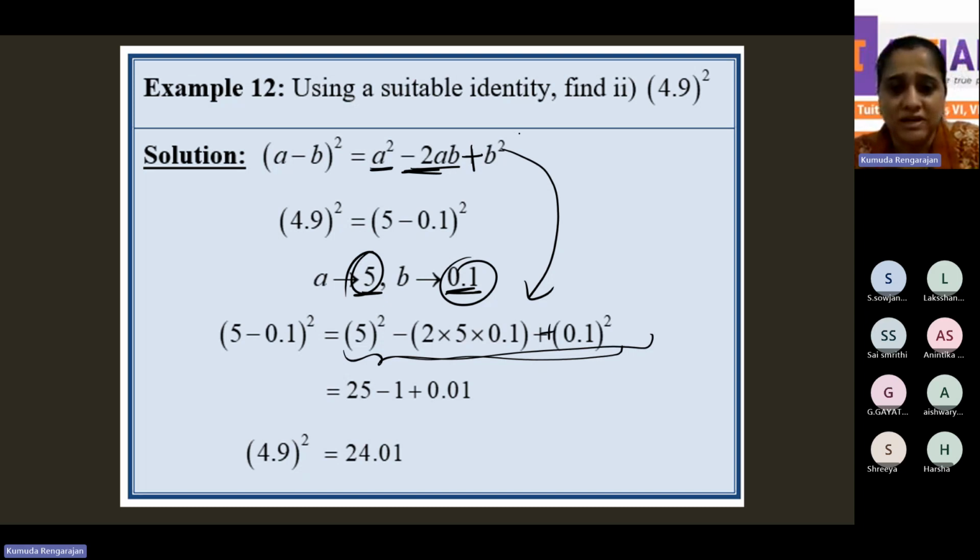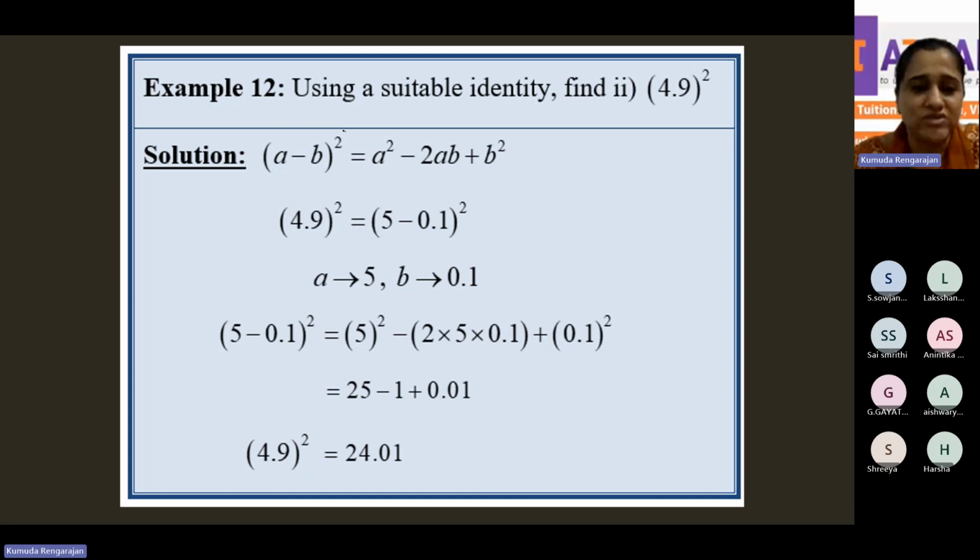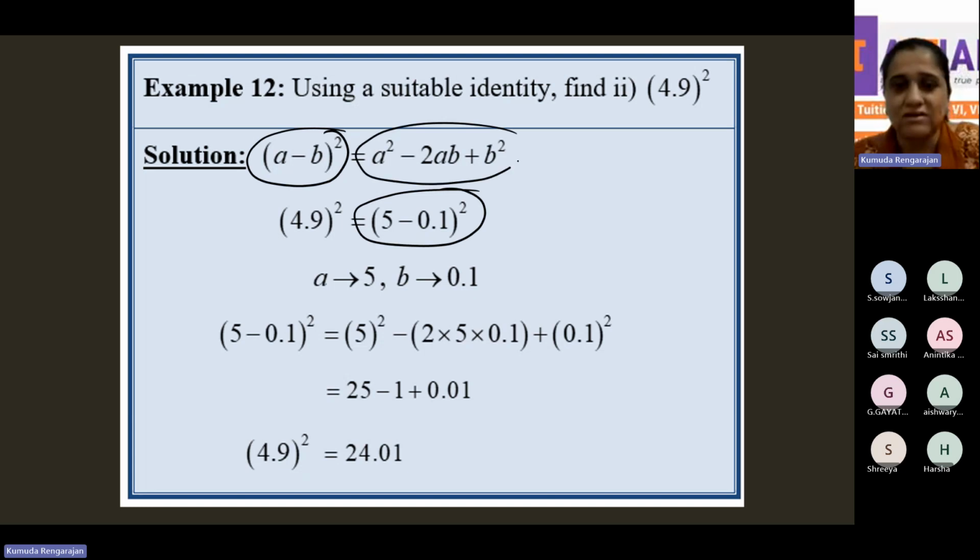We just substitute. This is only the answer. We know that this is the answer because the question looks like (a minus b) the whole square. So this is the answer. I'm going to write this only here. Instead of a, I'm going to use 5. Instead of b, I'm going to use 0.1. That's all.